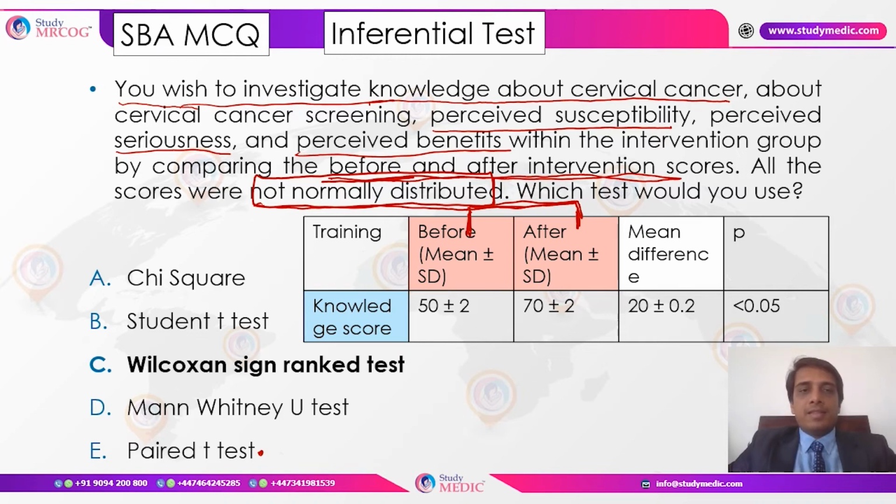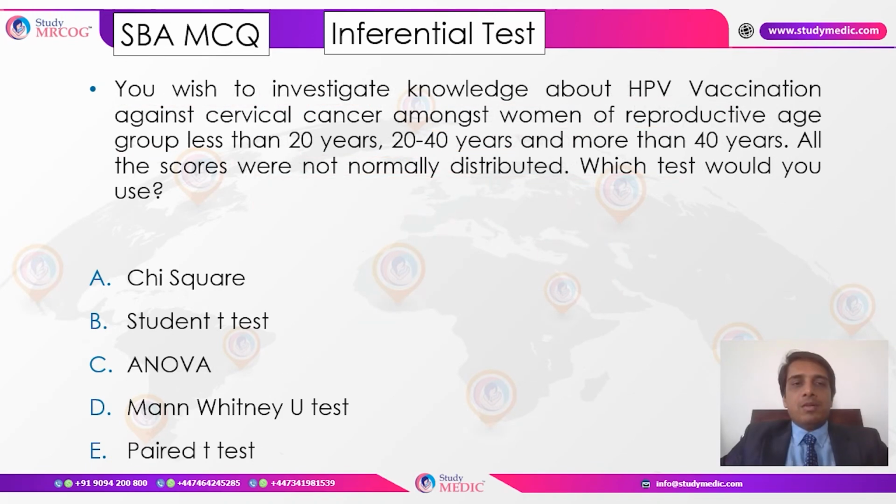Now, another example. You wish to investigate knowledge about HPV vaccination against cervical cancer amongst women of reproductive age group. Let us see how many groups there are: less than 20 years, 20 to 40 years, more than 40 years. There are more than two categorical mutually exclusive groups. And here we are trying to find out the knowledge score about HPV vaccination.